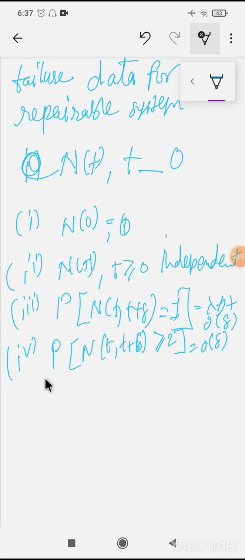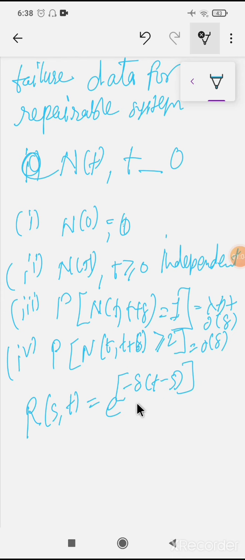The reliability function of the process, R(s, t), will be equal to e raised to minus lambda into (t minus s). The reliability could be constant over time if the intensity function lambda(t) is a constant, and then the process reduces to a homogeneous Poisson process.